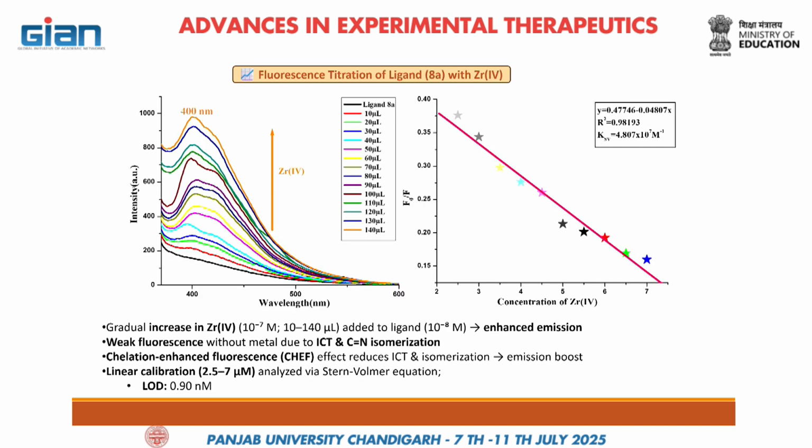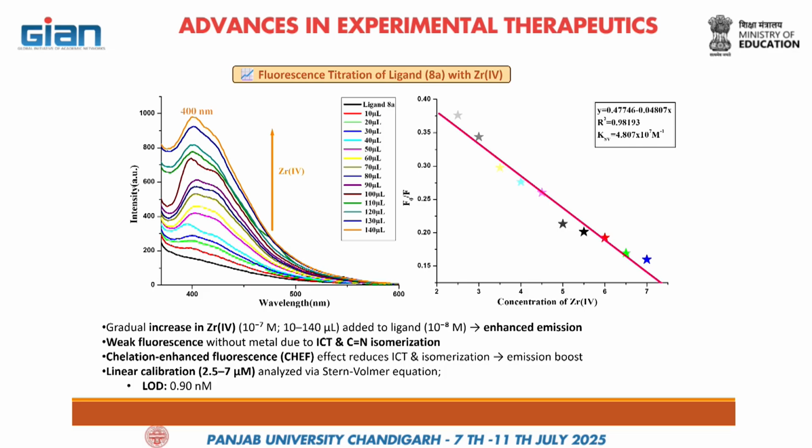Then fluorescence titration of ligand 8A with zirconium was also done. For this, there was a gradual increase in zirconium concentration from 10 microliter to 140 microliter, which was prepared at 10 to the power minus 7 molar concentration. In this experiment, the ligand was prepared at 10 to the power minus 8 molar concentration. There was weak fluorescence without metal ion, which may be explained on the basis of intramolecular charge transfer and CN isomerization.